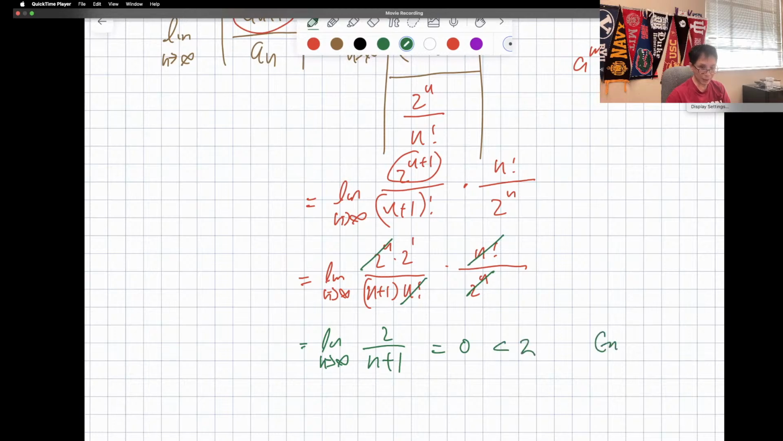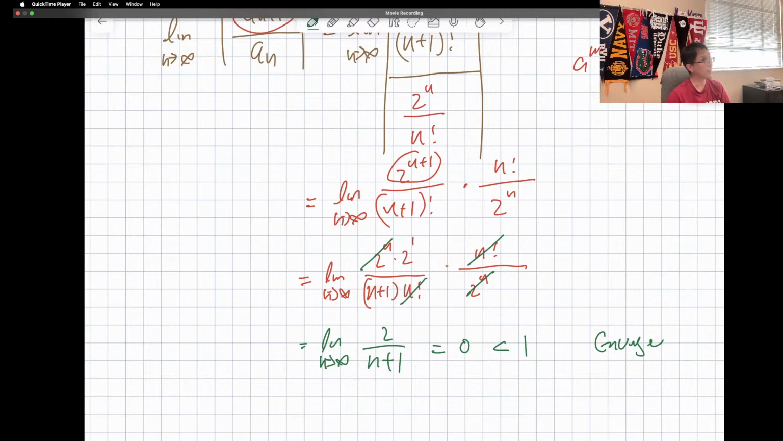Which means it converges, not only converges absolutely. Should it be less than 1? Oh, less than 1, sorry. I was thinking about something else. Less than 1. Okay, converges. And that is converges absolutely. So absolutely, not conditionally, because you have the absolute value.